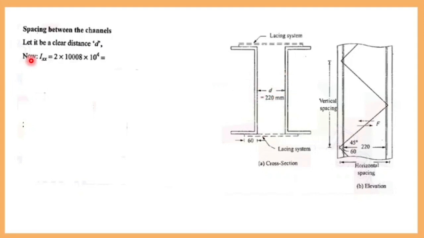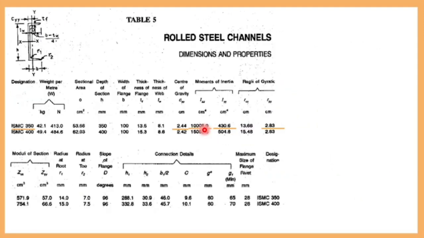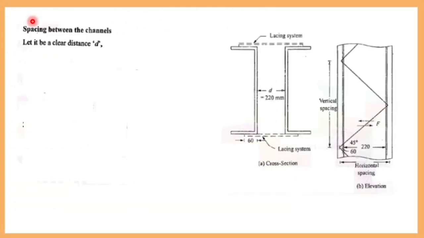What is your Ixx? Ixx for this section is 10,008 and Iyy is 430.6. Cy, that is the center of gravity, is 2.4. What is Cy? It is the distance from this extreme side to the centroid, which is known as Cx. How to find the moment of inertia of a combined section for a built up section?